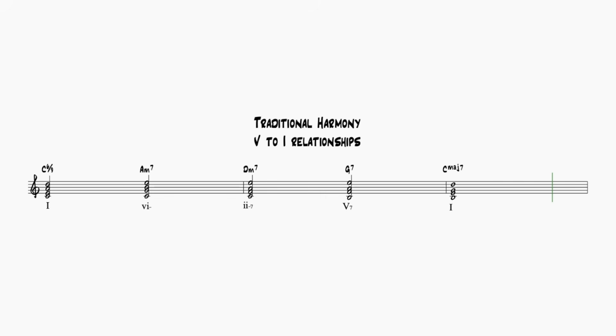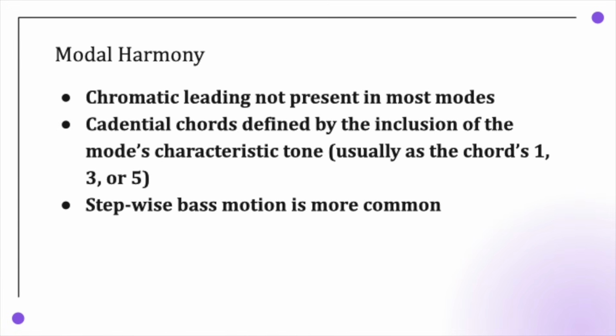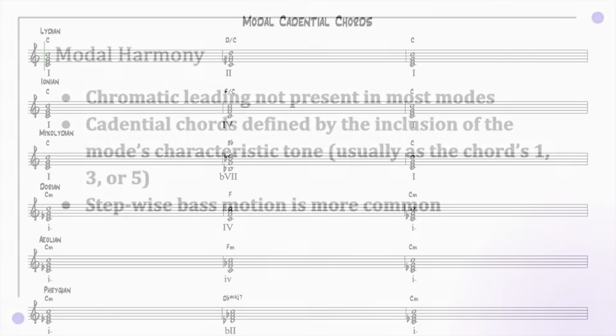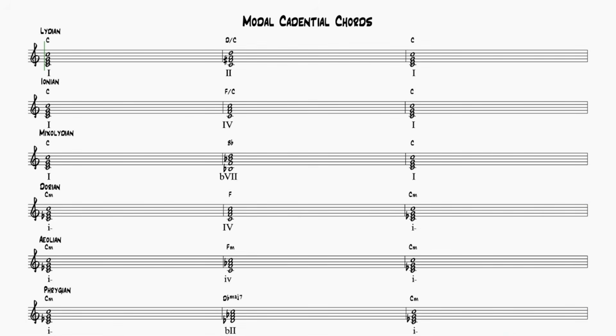In modal harmony, the 5-to-1 relationship is usually not present, since many modes lack a leading tone a half step below our tonic. Cadential chords are instead defined by the inclusion of each mode's characteristic tone to create tension and resolution. These are examples of cadential chords for each mode. Notice the difference in color and emotion that each new mode brings.